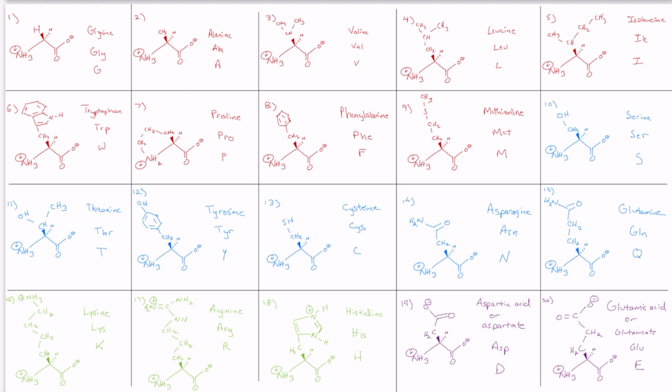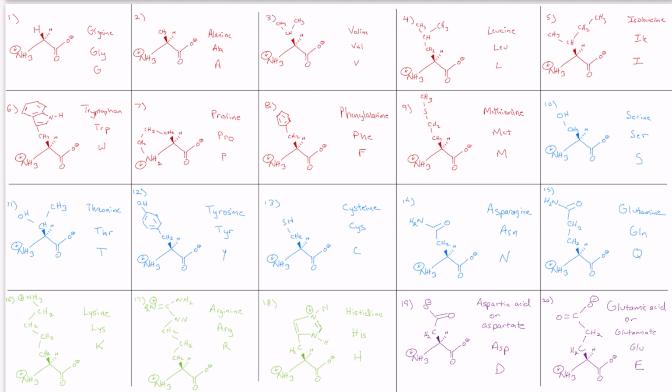So this right here is our chart of 20 amino acids with their line formula, their 3-letter abbreviations, 1-letter abbreviations, and full name. To do well on the MCAT, you should 100% memorize everything in this chart. It's one of the most high-yield topics you could do.